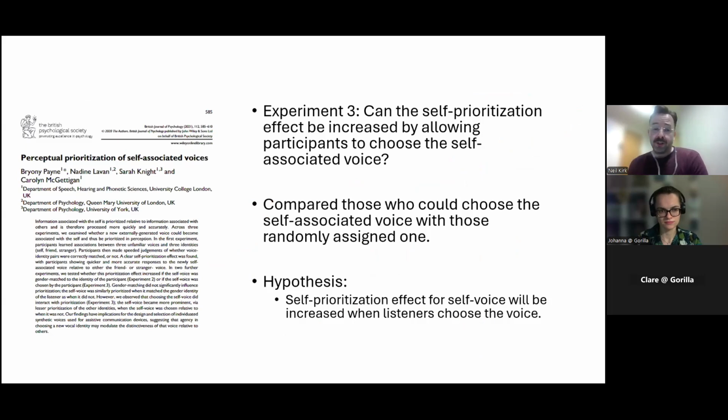In a third experiment, they investigated whether the link with self could be boosted by the act of greater ownership over the voice in the form of having the agency to choose it. So there were still 3 voices in the experiment, but instead of one randomly being assigned to the self, you actually picked which one would become self. And we see from the other kind of self-bias literature that choice and ownership are factors that will boost self-prioritization effects. So the hypothesis here was that there'd be a greater self-prioritization effect for the voice when it was chosen compared to a group who did not have the choice.